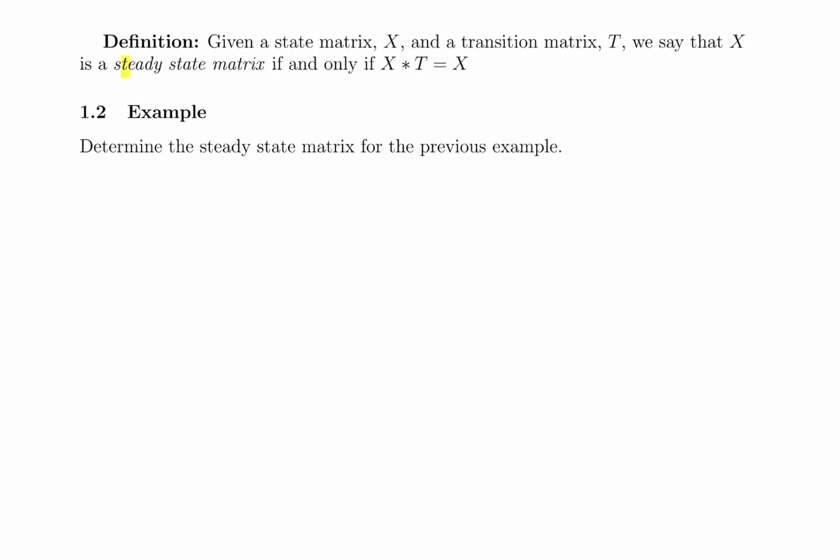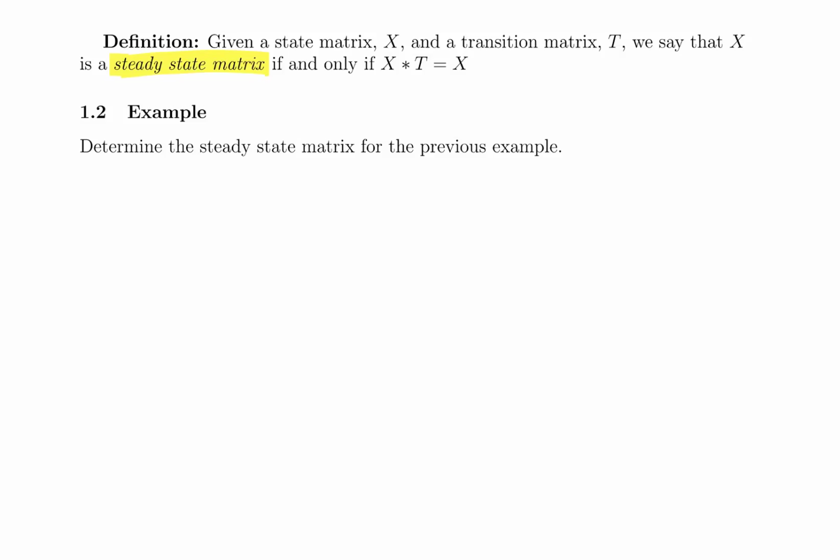So the term we're defining here, the steady state matrix, if and only if the state matrix times the transition matrix gives us back the state matrix. The reason it's called a steady state is because the state matrix will remain unchanged even if you go through the transition matrix. So in order for us to find a steady state matrix, we're going to have to solve for that matrix X. We've been given the transition matrix and we want to find the state matrix.